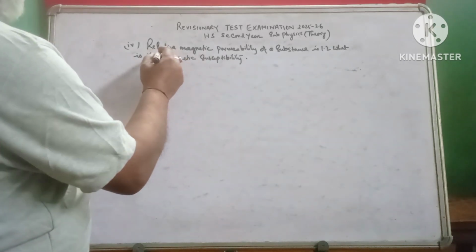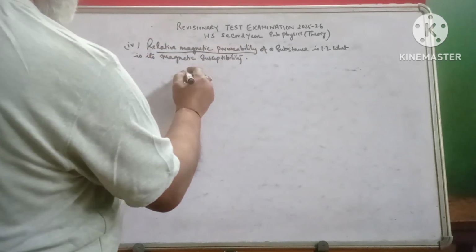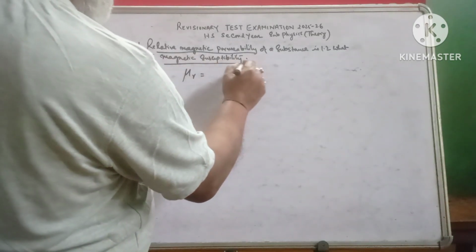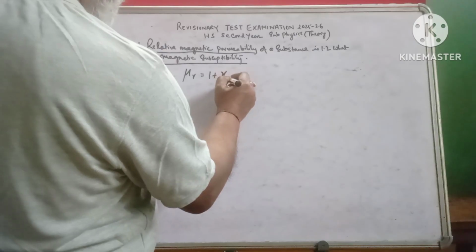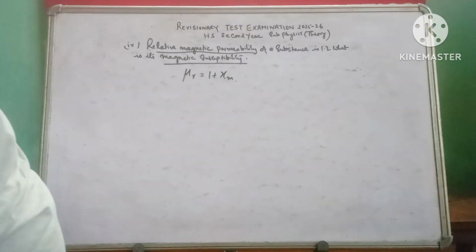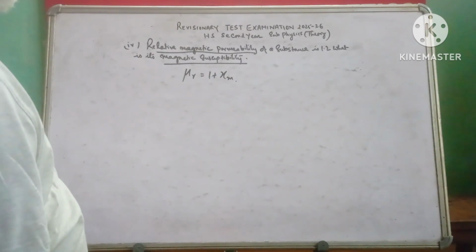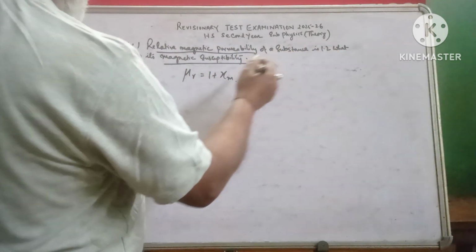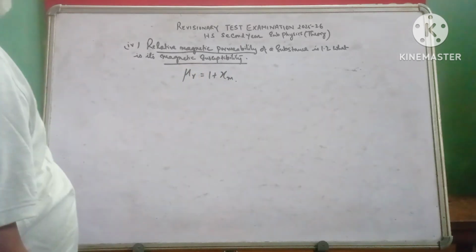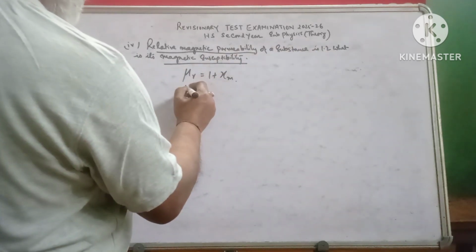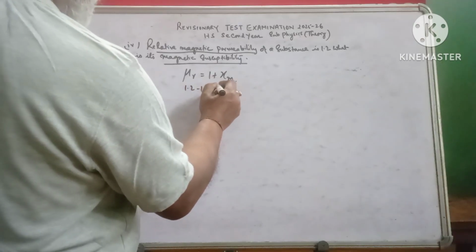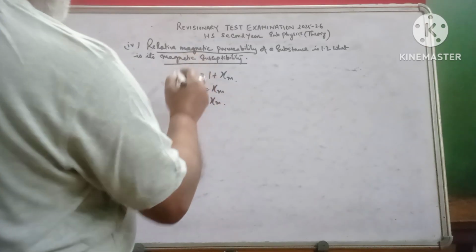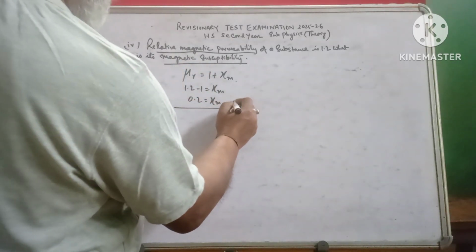Now the relation between relative magnetic permeability and magnetic susceptibility. Here it is given 1.2 minus 1, which is equal to 0.2. This is the magnetic susceptibility. This is your answer.